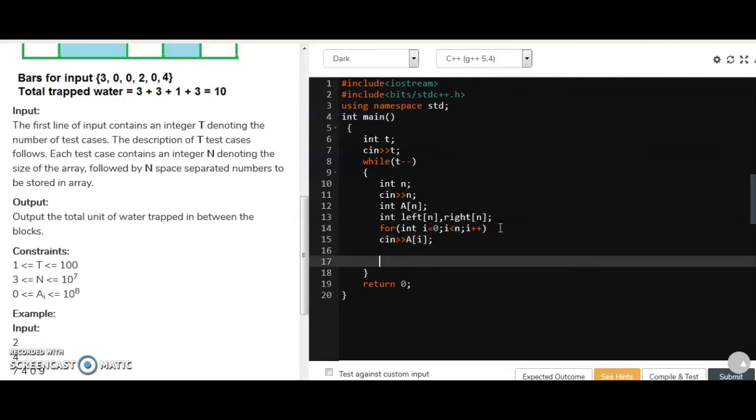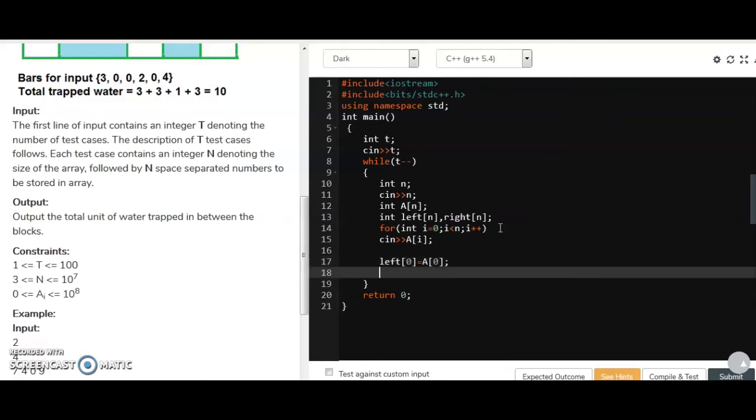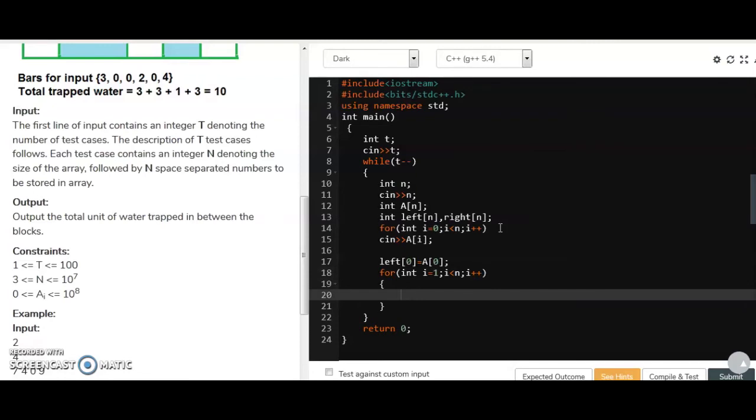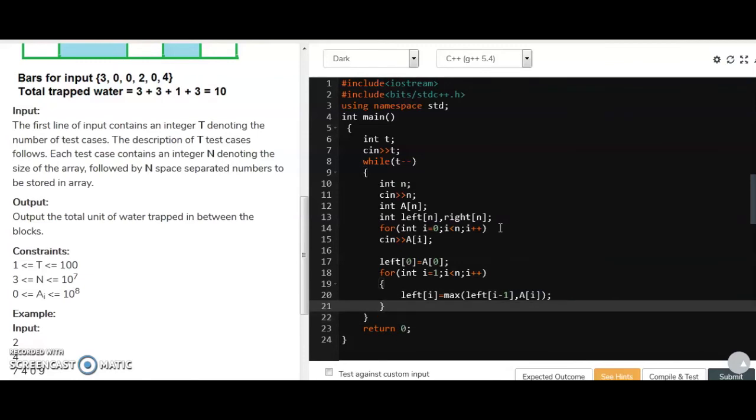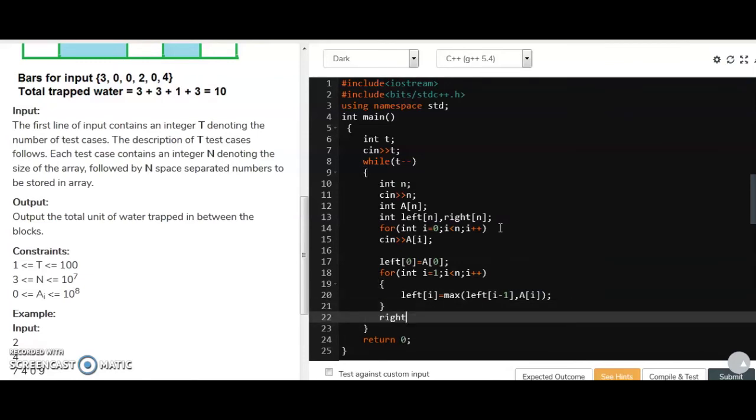Now let's store the maximum for the left, right? So I'm just taking the left of 0 equals to a of 0. Now for I equals to 1, I will update it. So left of I will be the maximum of left of I minus 1 comma the current index value for which we are finding the left maximum. And similarly for the right, initially I am storing the n minus 1th value in the right, right of n minus 1 equals a of n minus 1.